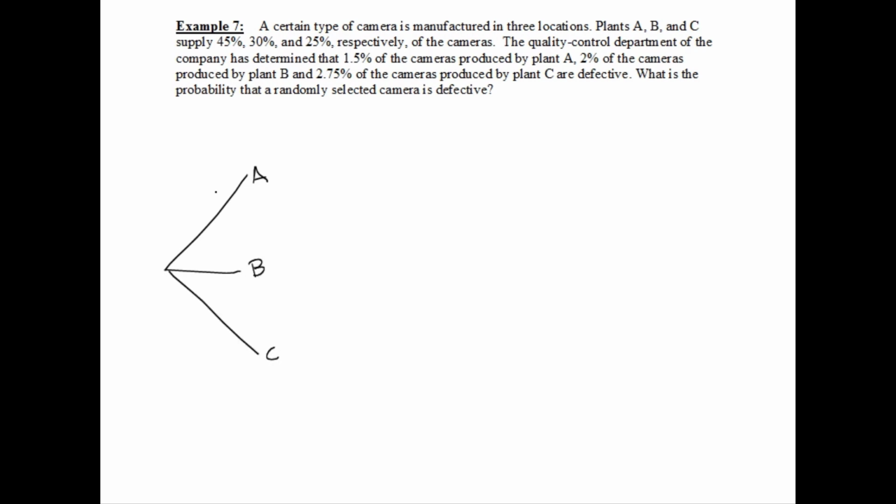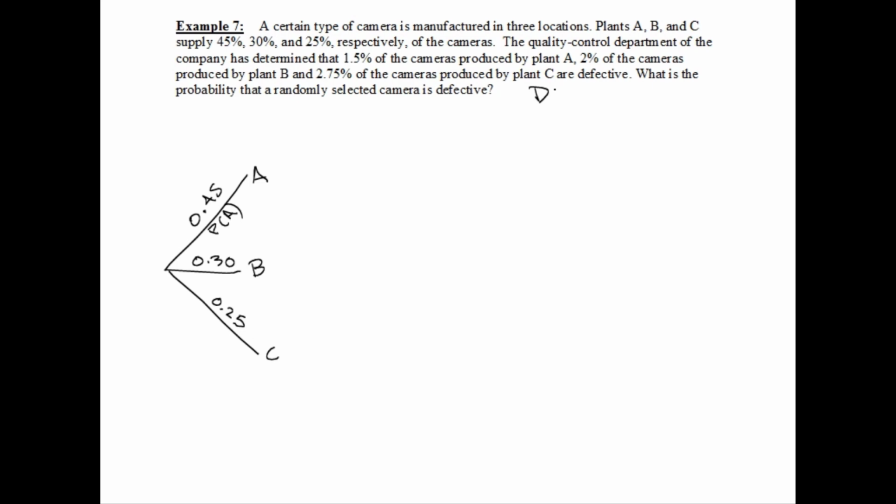When you're trying to decide what to put in the first layer of your tree, you need to ask yourself, do I have probabilities that I can put here? In other words, do I know the probability of a randomly selected camera being from A? Well, yes, I do, because A manufactures 45% of the cameras. So 0.45. And for B, we get 0.3. And for C, we get 0.25. And what should they all add up to? They should add up to 1. And they do.